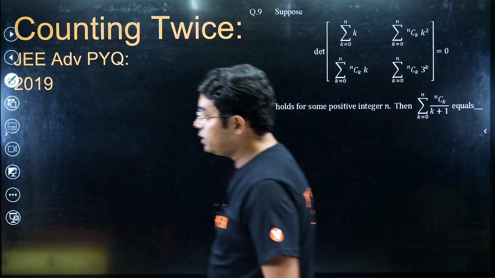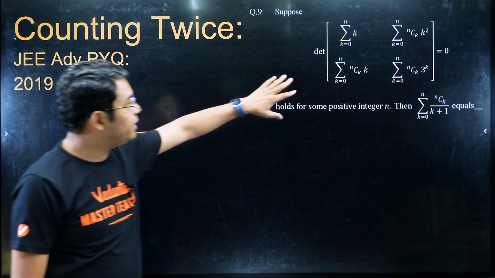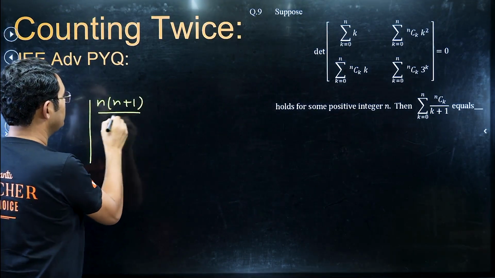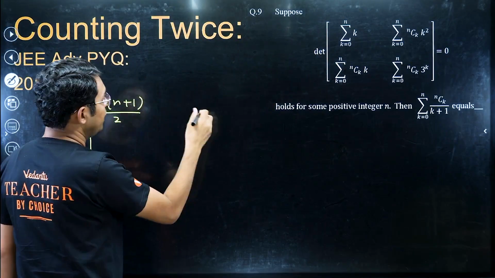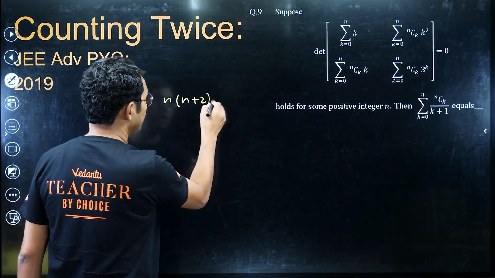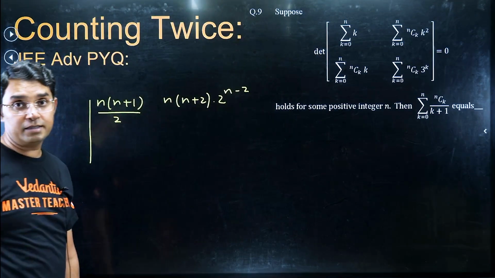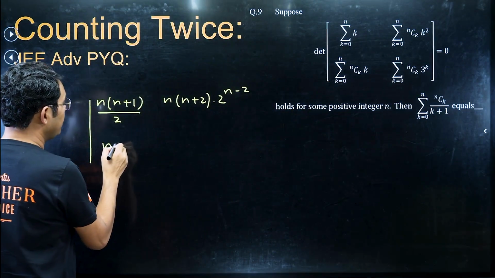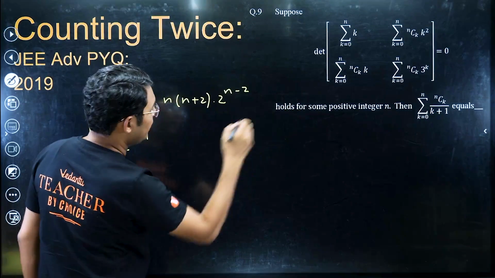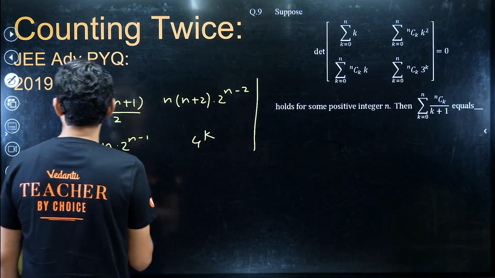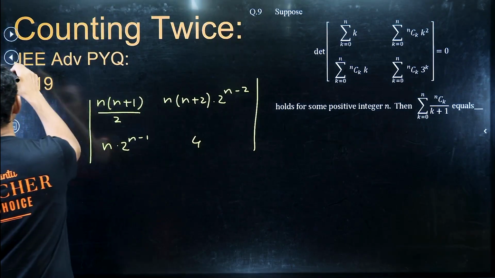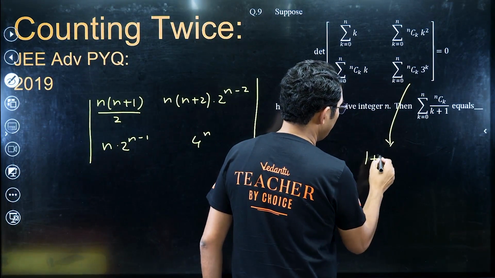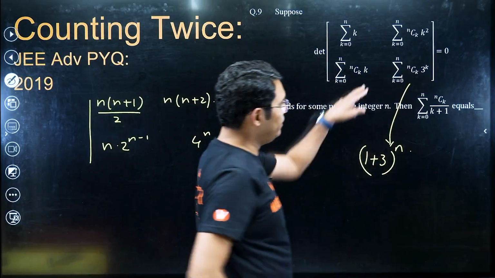This was a question of 2019. Okay. So here you can see there is a determinant. First term, I think we all know it is n into n plus 1 upon 2. That second element of first row, I think we know it now, n into n plus 2 into 2 raised to the power n minus 2. You must remember this result, or you have to derive it every time. The first element of second row is n into 2 power n minus 1, whereas the last one is 4 power k. I think this is just the binomial expansion of 1 plus 3 whole power n. You can check. If you do the expansion of 1 plus 3 whole power n, this will be exactly this summation.